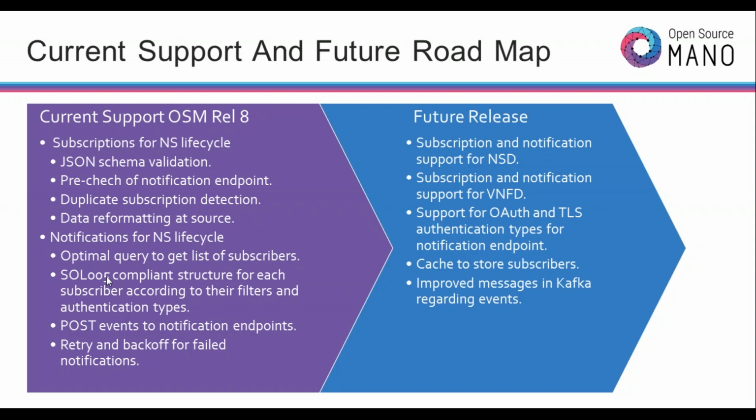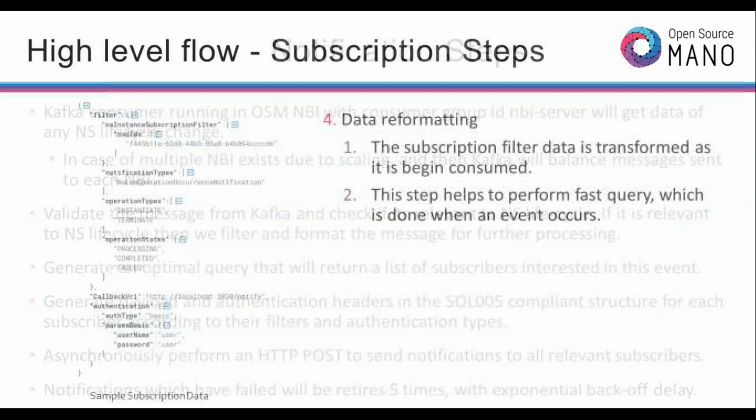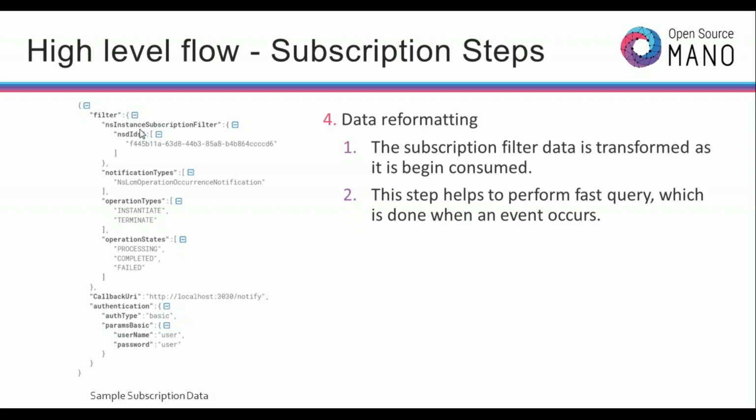If you see that JSON body, we have something called notification types. There are multiple notification types for which a subscriber can register himself. For now, in this example, it is LCM operation occurrence notification. Similarly, there are others like creation notification, deletion notification, and change notification. For each of these notification types, we have separate payloads. Based on the notification type, we generate the payload. That is also something which is taken care of in this release, and the backoff period is also done.